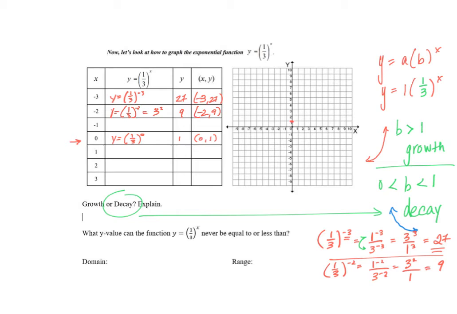All right, if negative 1 is my input, I have positive 1/3 raised to the negative first. Again, that means I'm going to take the reciprocal. The reciprocal of 1/3 is going to be 3.